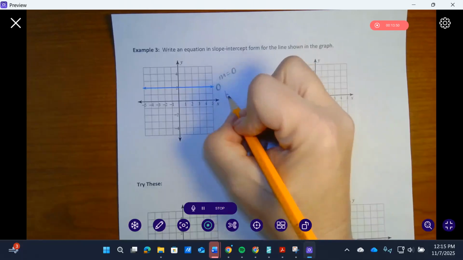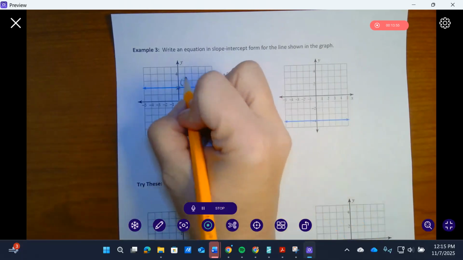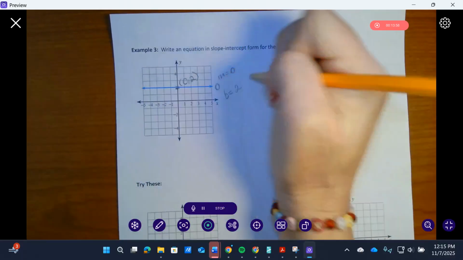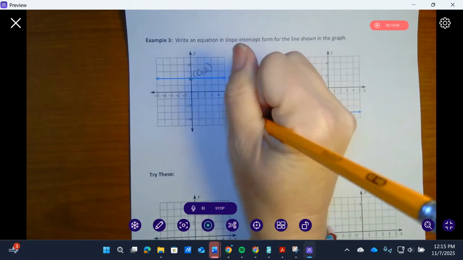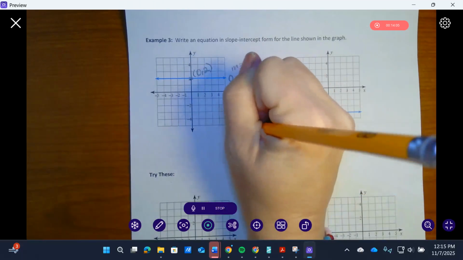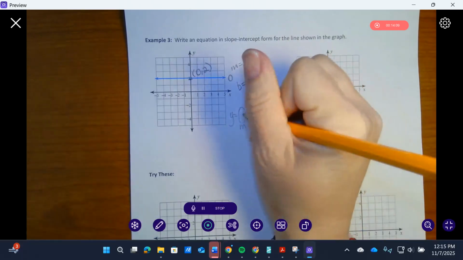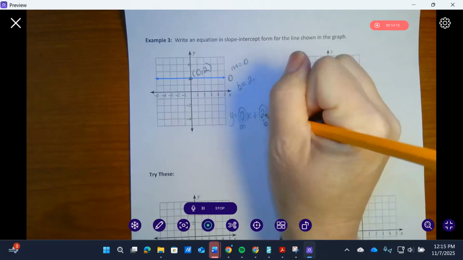So then the next thing for me to do is find out my y-intercept. Okay, well that's at 0 too. So my y-intercept b value is 2. And going back to my framework, where I need my slope and my intercept, my slope is 0 and my intercept is 2.